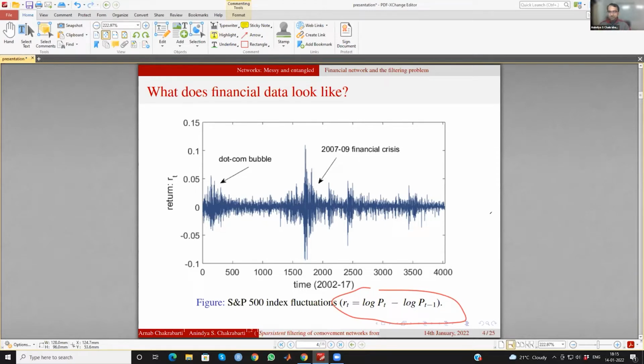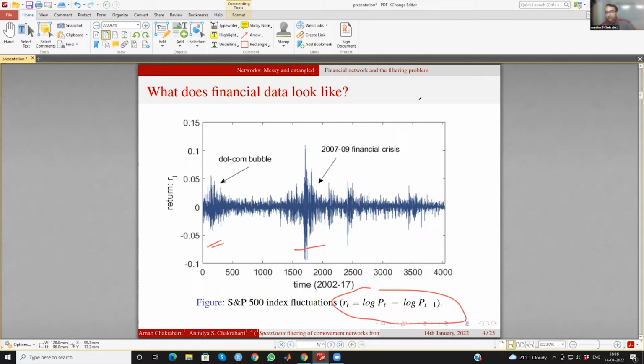Now, one of the key observations, and this is very well known in financial data, is something called volatility clustering: when the market gets volatile, it tends to remain volatile for some time. And when the market becomes relatively more calm, it tends to remain calm for quite some time. As we can see, during the dot-com bubble, the market got very volatile. And the 2007 to 2009 financial crisis is an obvious example where, again, it got into a long spell of volatility.